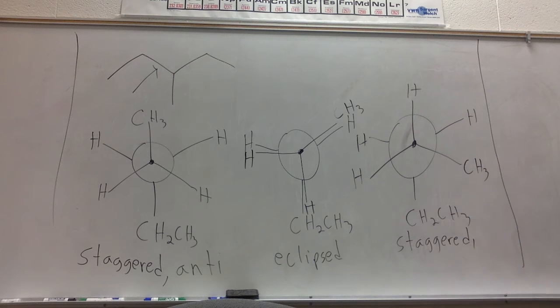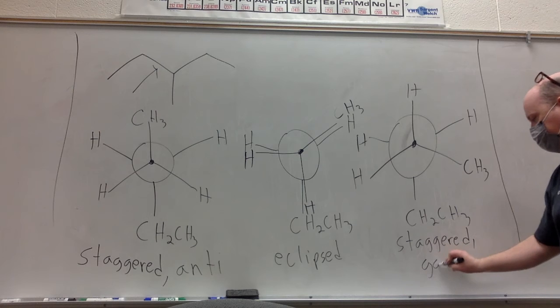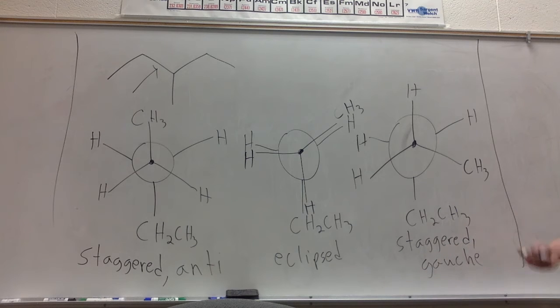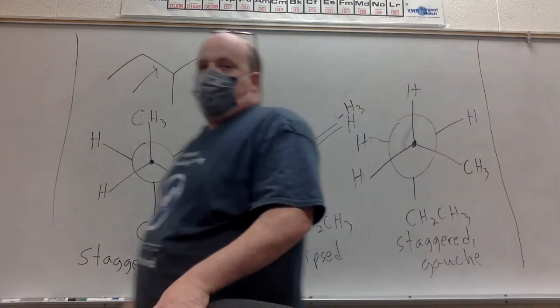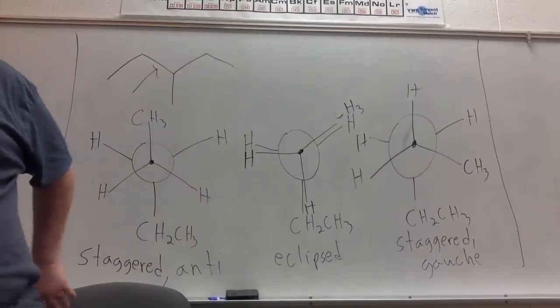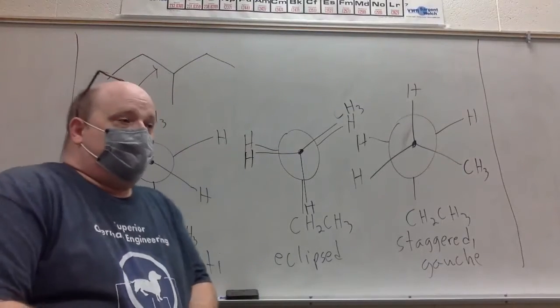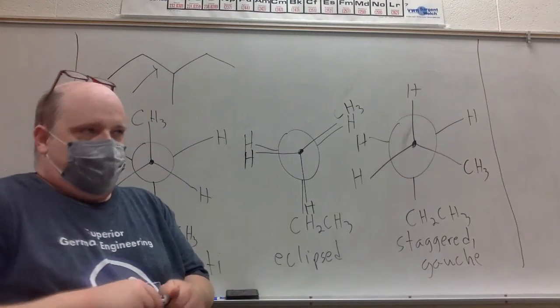But it's not the same staggered conformation as before, right? Because now the two respective bigger groups are not anti to each other. They're closer together, right? This is the gauche conformation. Staggered anti is always more stable than staggered gauche. But staggered gauche is more stable than any eclipsed.